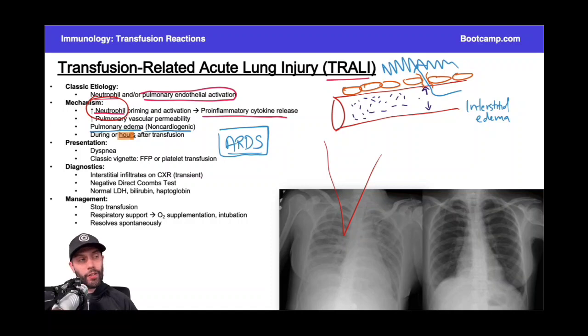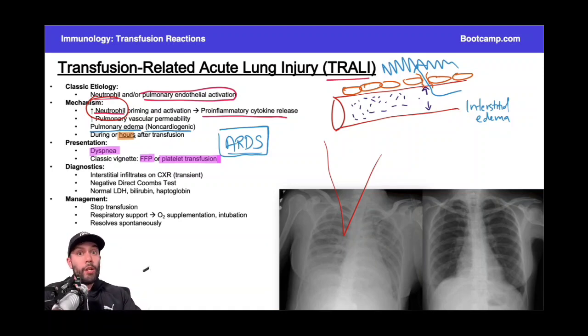That's the key here. Remember, there's always something you have to tease out of the question that's going to distinguish it from the others. The key here is that these patients will be very short of breath. They might have increasing oxygen requirements, and they become tachypneic, for example. The classic vignette is a patient receiving fresh frozen plasma or a platelet transfusion. The other situations we talked about were a lot of them referring directly to red blood cells. We're not saying you can't have this happen with a red blood cell transfusion, but what's the classic vignette? What are the things I'm looking for?